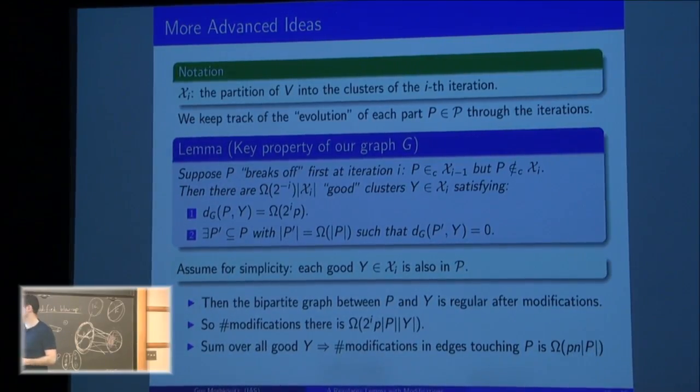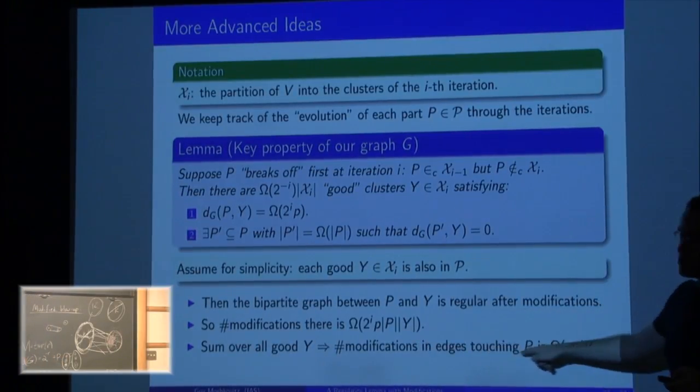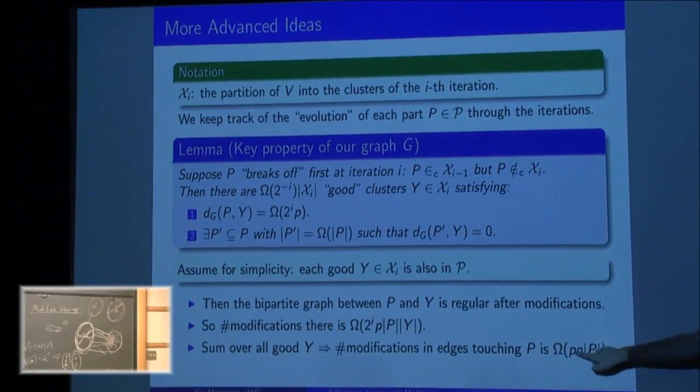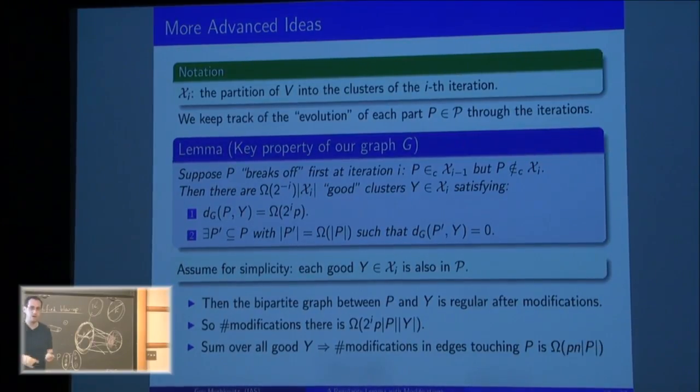So in other words, this shows that the number of modifications that you need to do in those edges that are adjacent to P is this. This is the average degree times P. So this is basically the expected degree. Actually, it's going to be a degree regular graph. So this is actually the total number of edges adjacent to P. So we have to modify a constant fraction of that number. Now we sum over all possible P's.